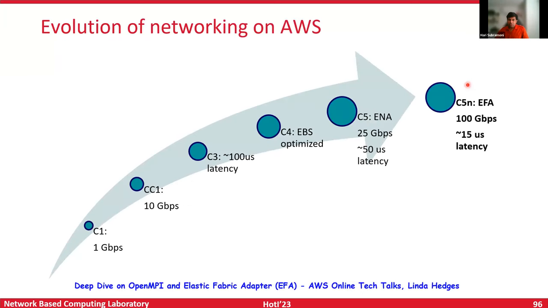Many of us don't know this, but Amazon has been working on their own fabrics for a long, long time now, from the C1 range, which was 1 Gbps, to the current C5n, which is close to 100 Gbps. Now, all of you might think, hey, 15 microseconds latency, that's not high performance. Well, in a sense it is not, but we need to place it in the context of Amazon's use case, okay?